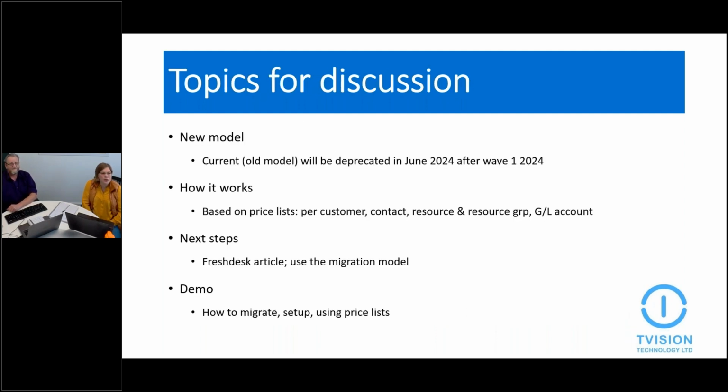So today we'll be talking about the new model for sales pricing. Just to let you know, the old one will be deprecated in June, and that will be after the wave one from this year. Ian's going to be telling you a little bit more about how it works and the fact that it's based on your price lists and that you'll be able to do it per customer, contact, resource and resource group, as well as GL account. We'll also be talking about next steps.